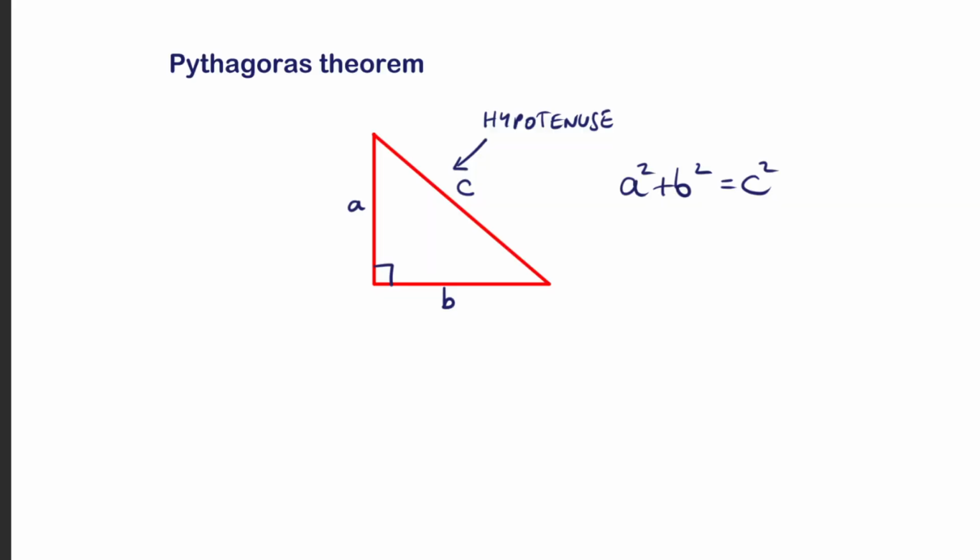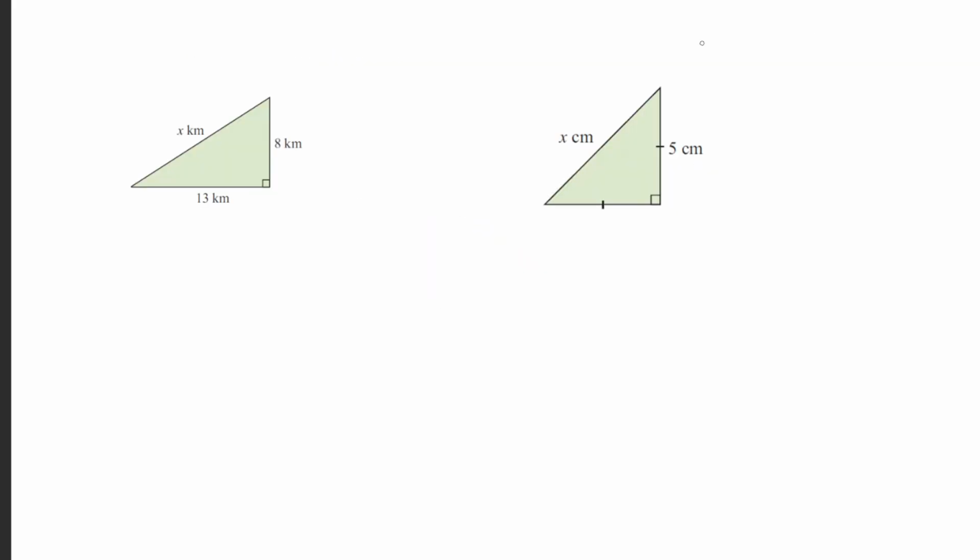Okay, let's do some examples. So here we have a triangle, we're trying to find x. So basically, here's my A, here's my B, and the longest side has to be C. So according to Pythagoras, A squared plus B squared equals C squared. So 13 squared plus 8 squared has to equal x squared.